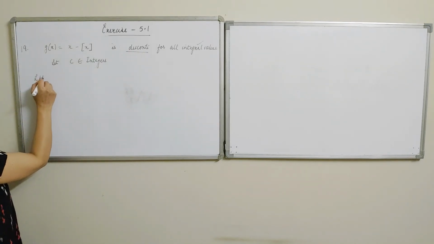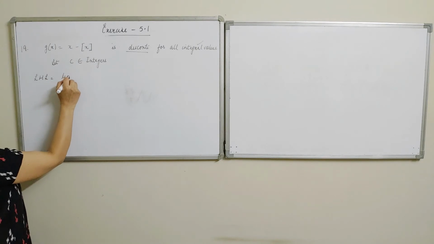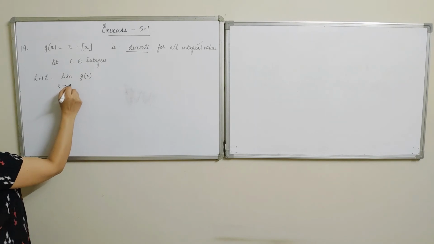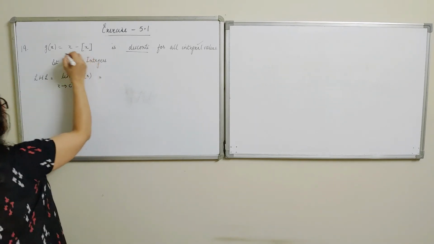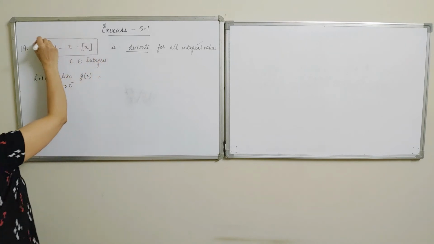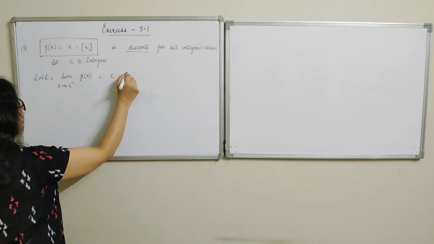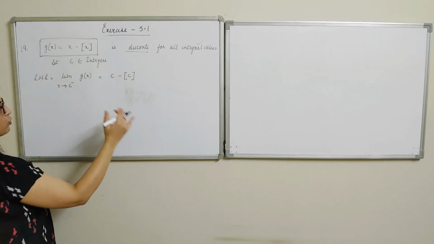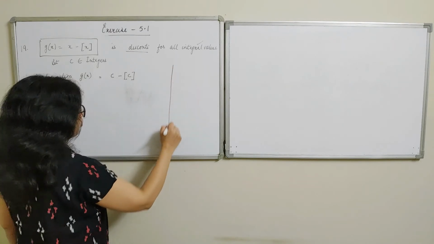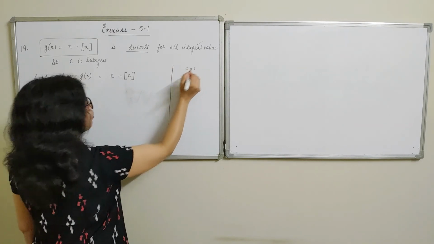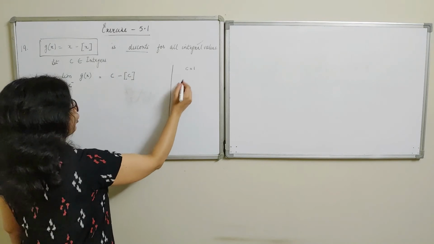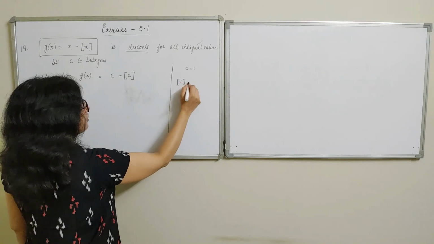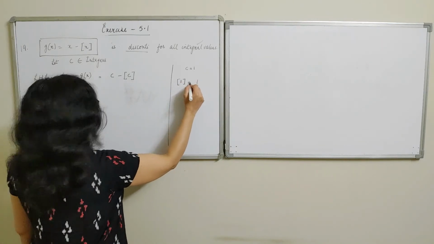So let us find out here the LHL. The limit of the function g(x) when x tends to c minus. This is our main function. So substitute values here: x is c and this is also c. So how do we evaluate this? Now this is what I'm going to explain with an example. Suppose the point c is equal to 1, right? So if the point c is equal to 1, an integral value, then what is the greatest integer value of 1? It is 1.